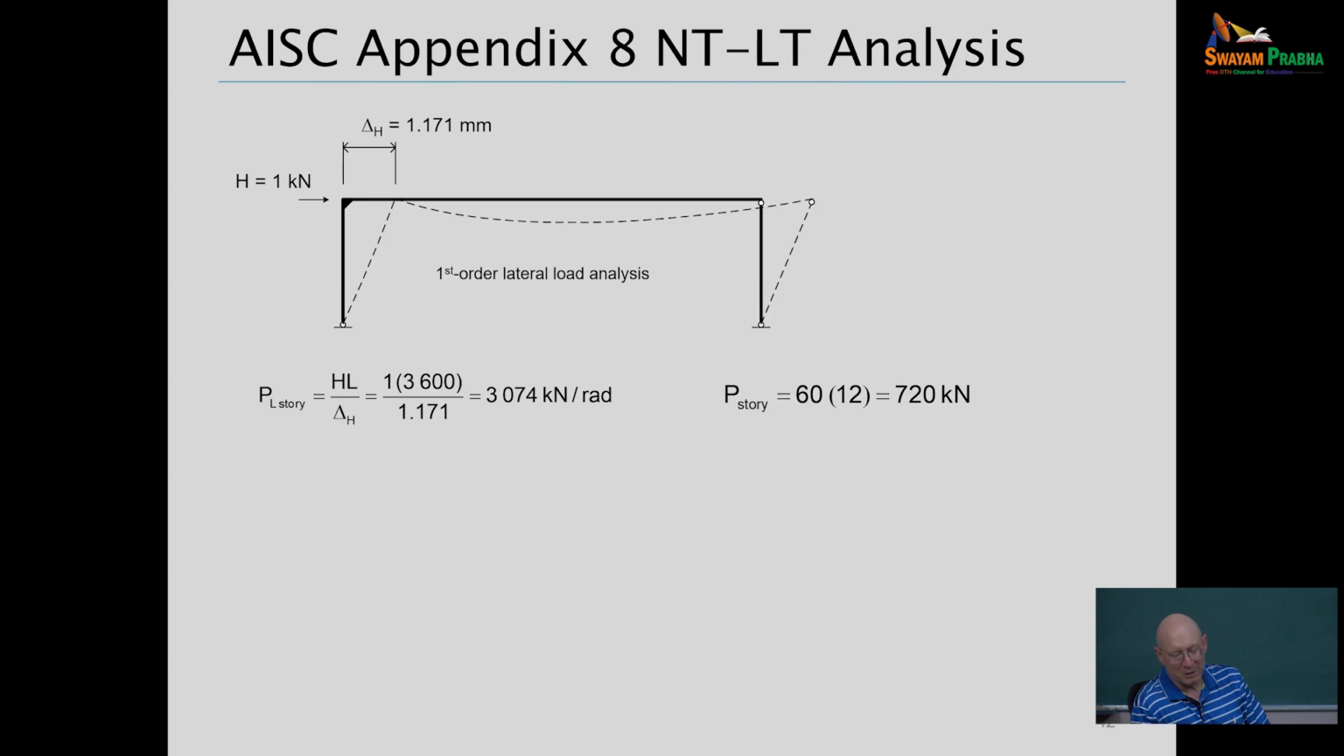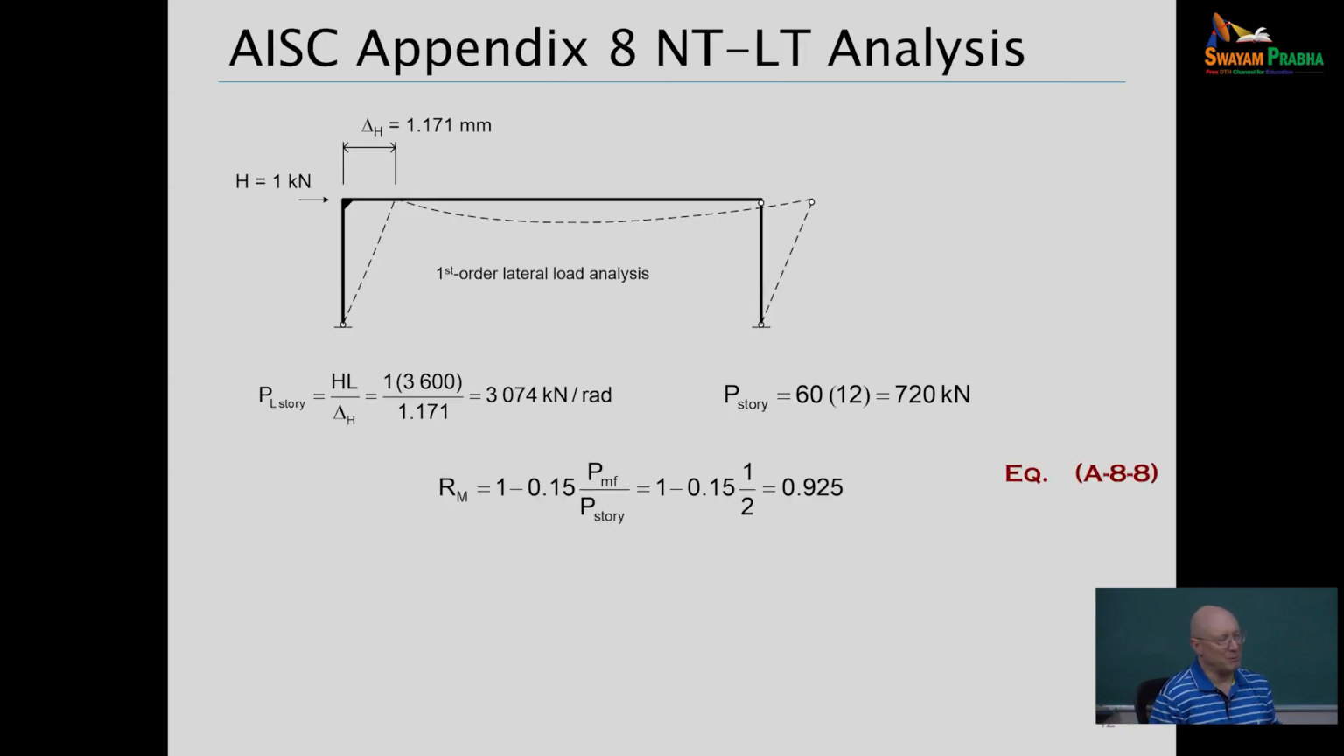And so we can calculate the story stiffness, PL story, here from that. 1 times the story height divided by that side sway deflection. So PL story is 3,074 kilonewtons per radian. Radian story drift, or drift ratio. And then let's total up all the vertical load that's being supported by the frame. Well, we had a 60 kilonewton per meter load on the roof girder. The girder is 12 meters long, so we got a total of 720 kilonewtons being supported by this frame.